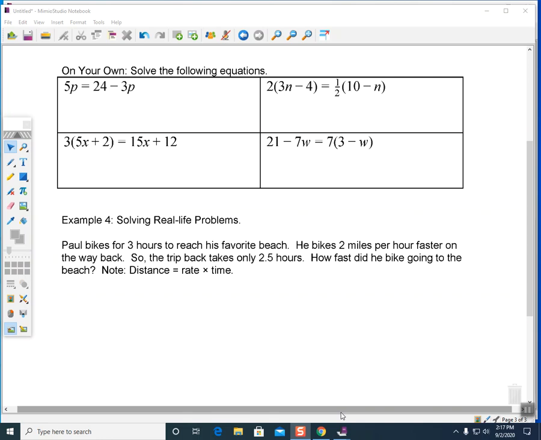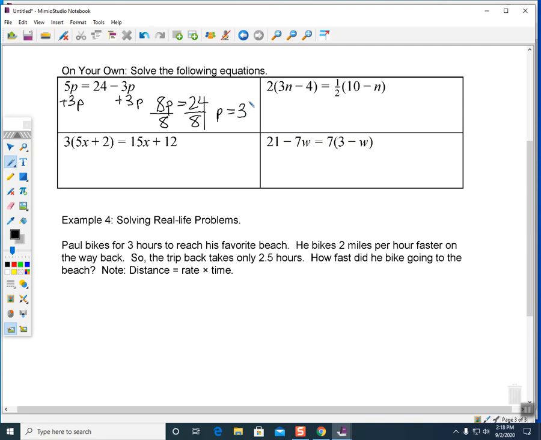All right, let's go over these. So, 5p equals 24 minus 3p. I want to combine my variables, so I'm going to add 3p here, add 3p over here. I've got 8p equals 24. I'll divide both sides by 8. I'm left with p equals 3.